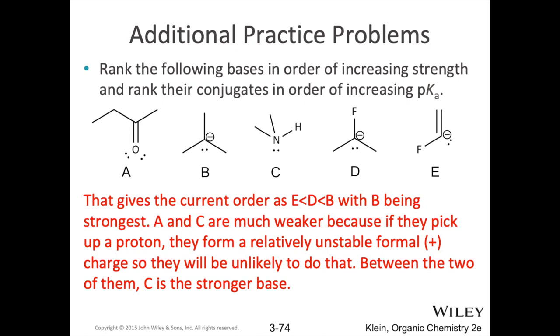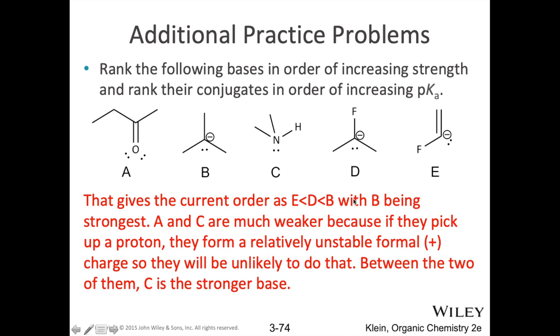So if we rank them in order of bases, it would actually go B, D, E from strongest to weakest. They've listed them in reverse here, but remember we want increasing. Oh, sorry, I got that backwards. Yes, B is the strongest. So we do want to go E, D, B because we're increasing strength of base.